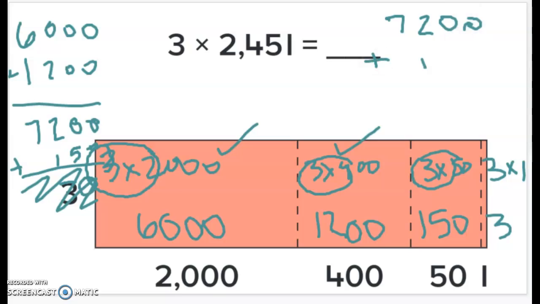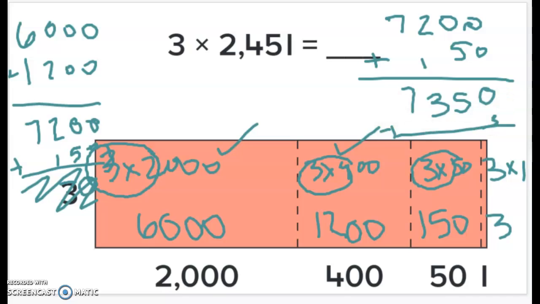plus 150. 0 plus 0 is 0. 0 plus 5 is 5. 2 plus 1 is 3. 7 plus 0 is 7. And then plus 3. So that would be 3, 5, 3, 7. So our answer would be 7,353.